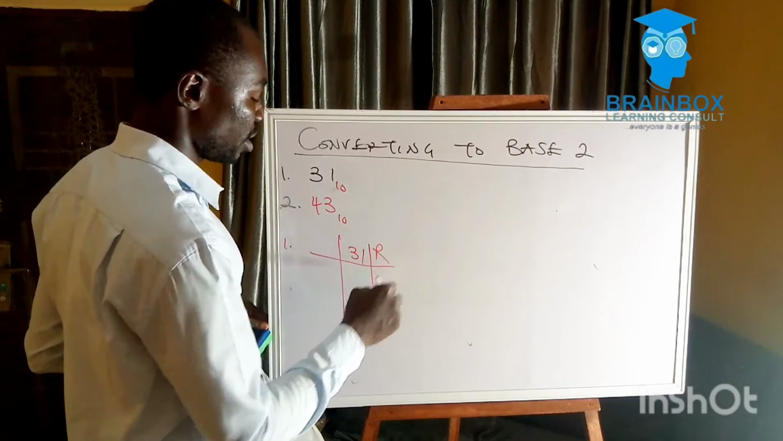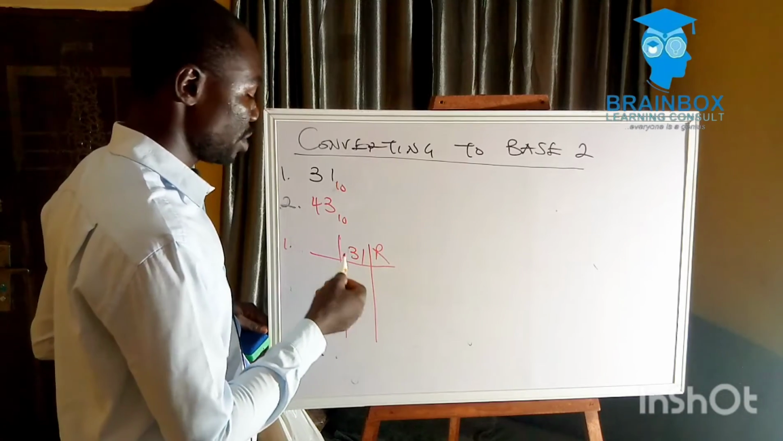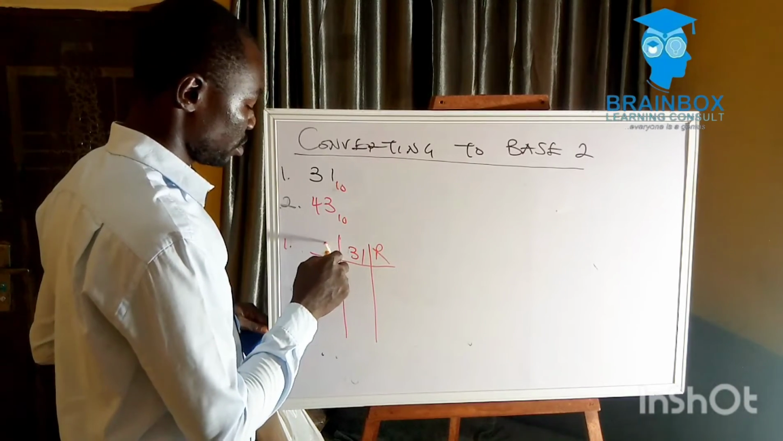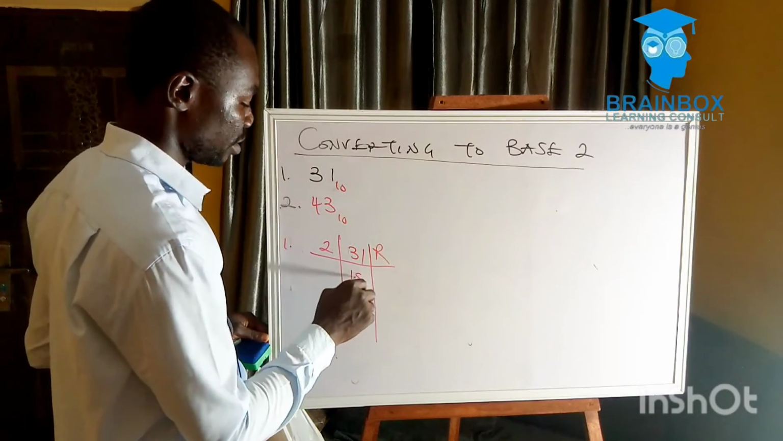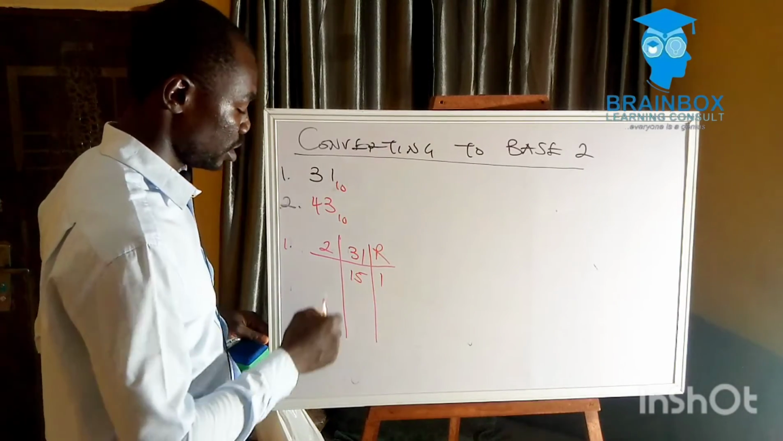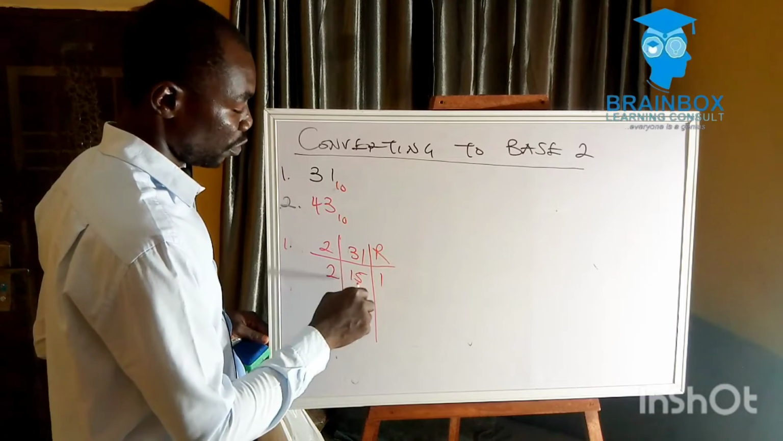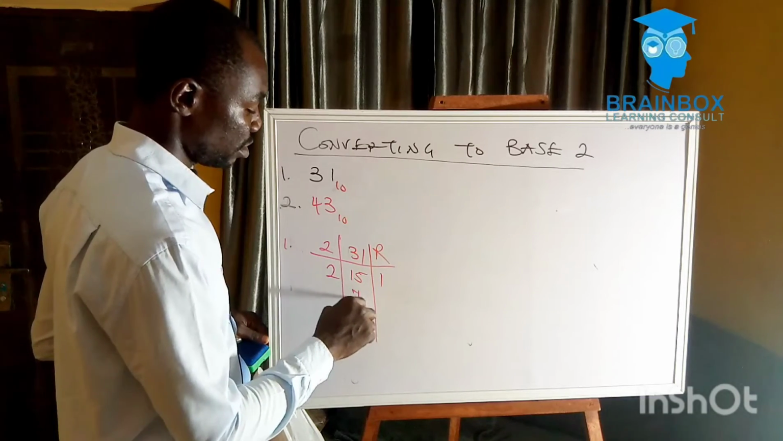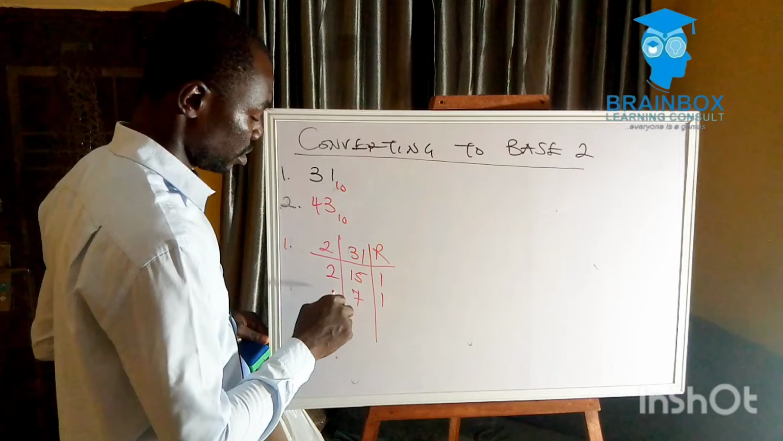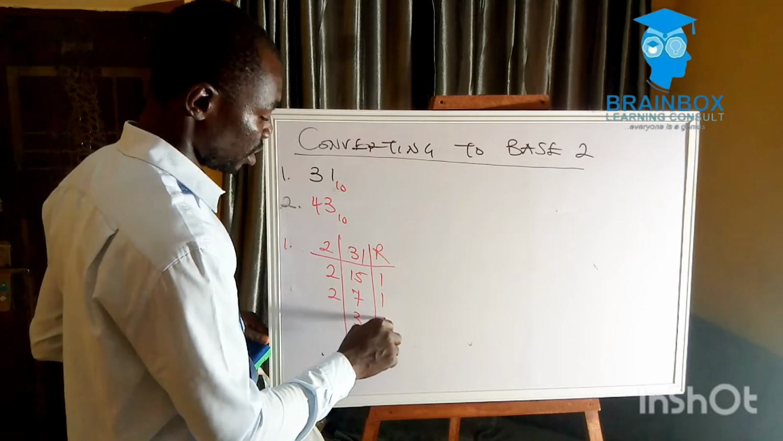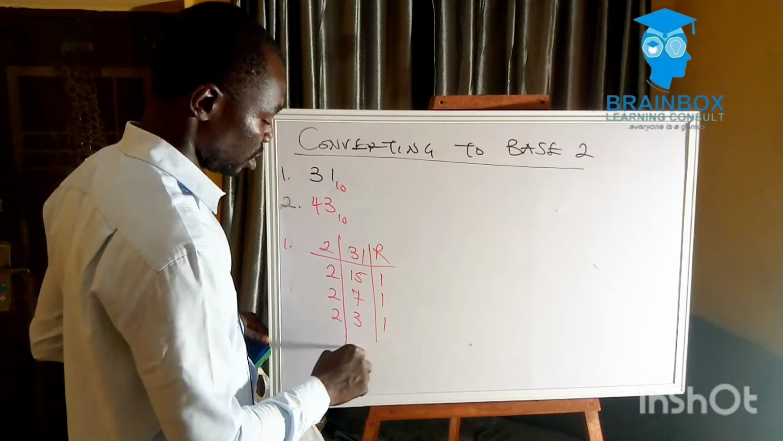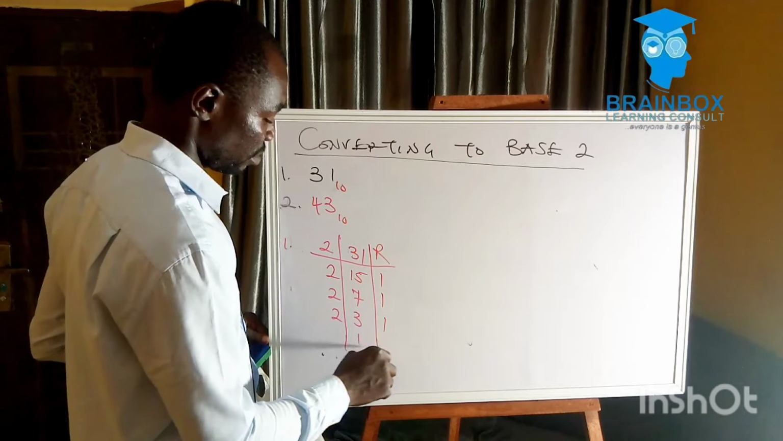This is your remainder. So this is 2. 2 into 31, that will give you 15, remainder 1. 2 into 15, that will give you 7, remainder 1. 2 into 7, that will give you 3, remainder 1. 2 into 3, that will give you 1, remainder 1.